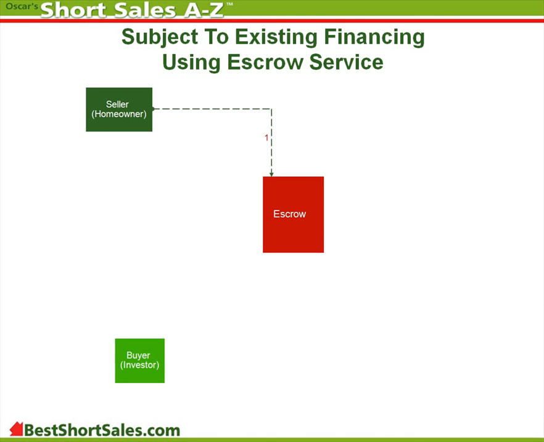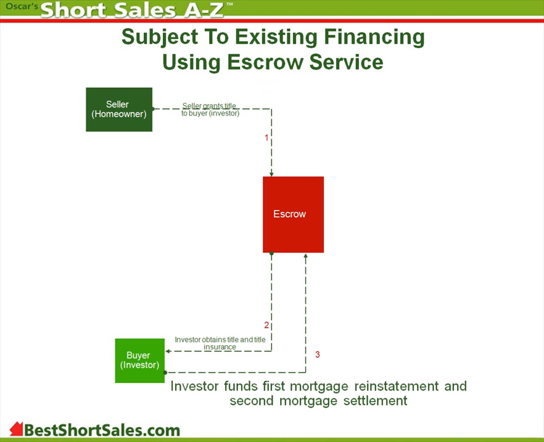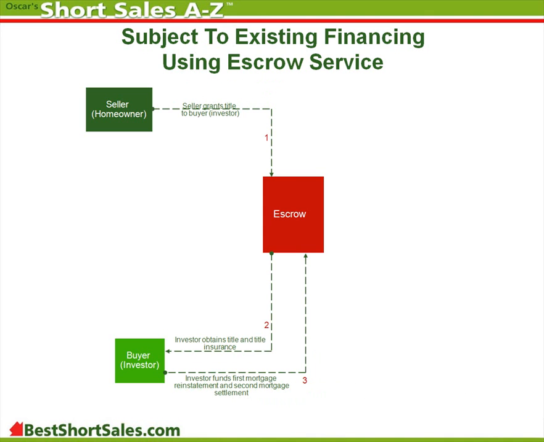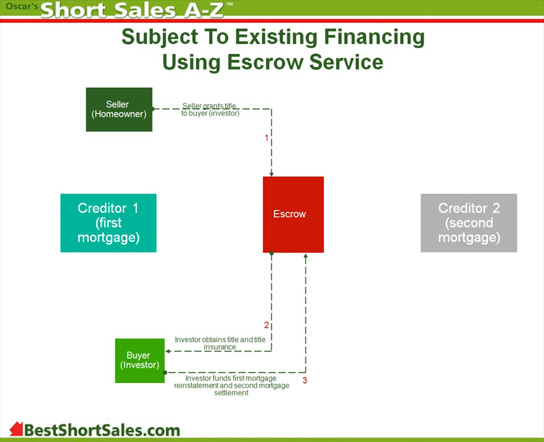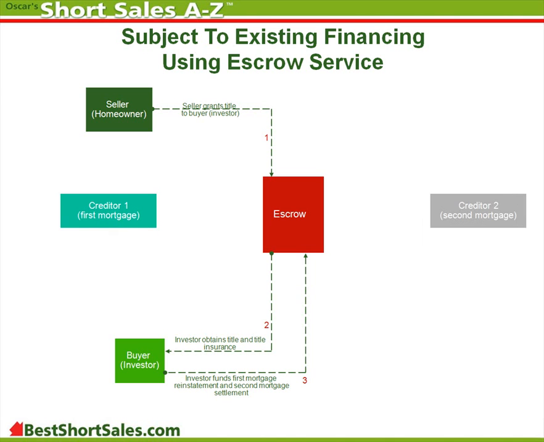Through escrow, the seller grants title to the investor. Through escrow, the investor obtains title and title insurance. Through escrow, the investor funds the first mortgage reinstatement and the second mortgage settlement. For this kind of transaction to work, there has to be a first mortgage and a second mortgage. This is difficult to do with more creditors. The first mortgage needs to be the one for closing.